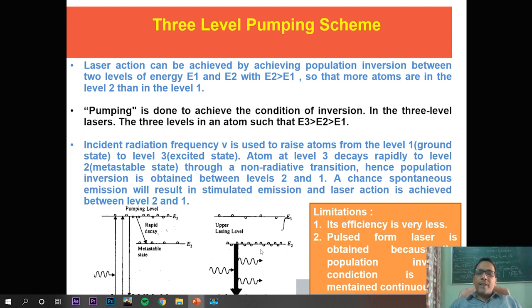The deficiency of this three level system is that its efficiency is very low, only 0.2% of the input energy is converted into laser. The second main deficiency is that we get pulsed output from the laser, because the population inversion condition is not continuously maintained between E1 and E2. In between it fails several times, so we get pulses from the laser. These are the two main drawbacks of this three level system.